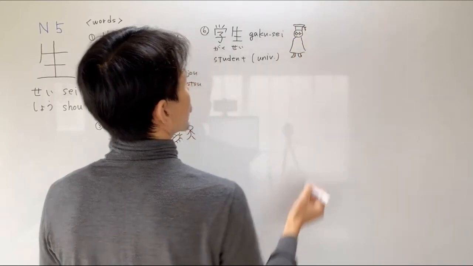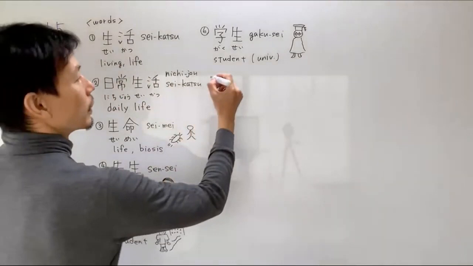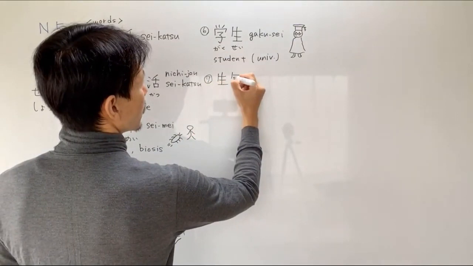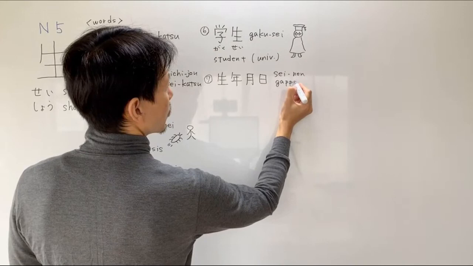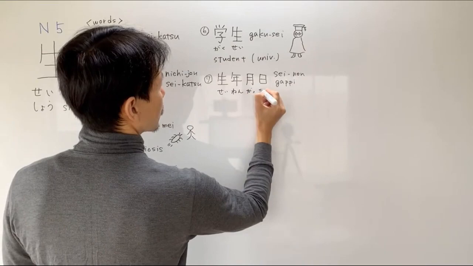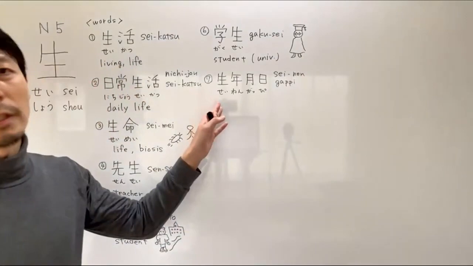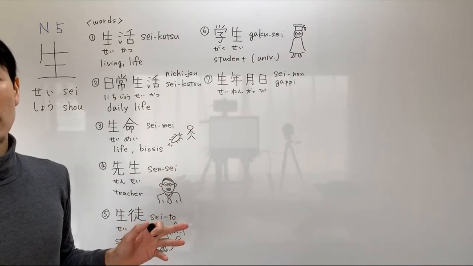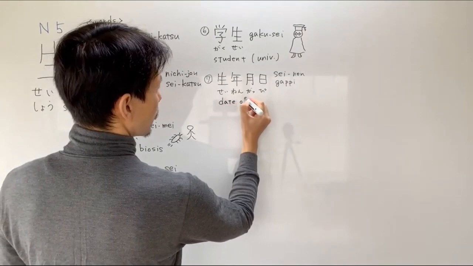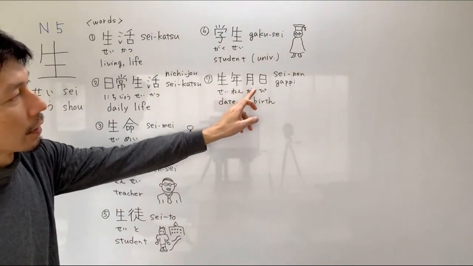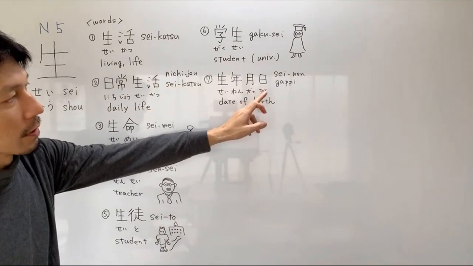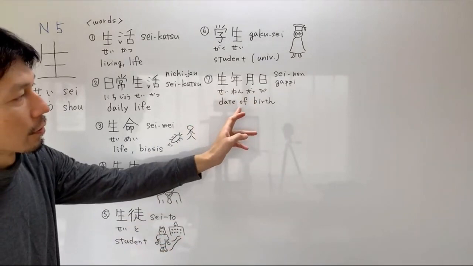And the number seven. Senengappi means the date of birth. Se means birth, nen means year, gap means month, and pi means day. So Senengappi means date of birth.